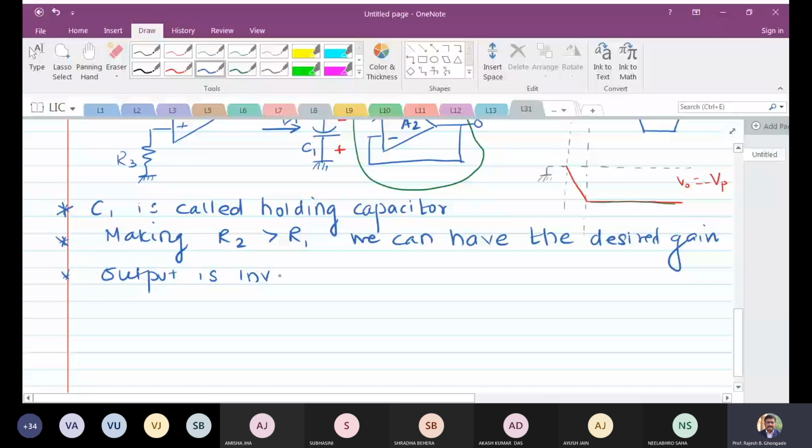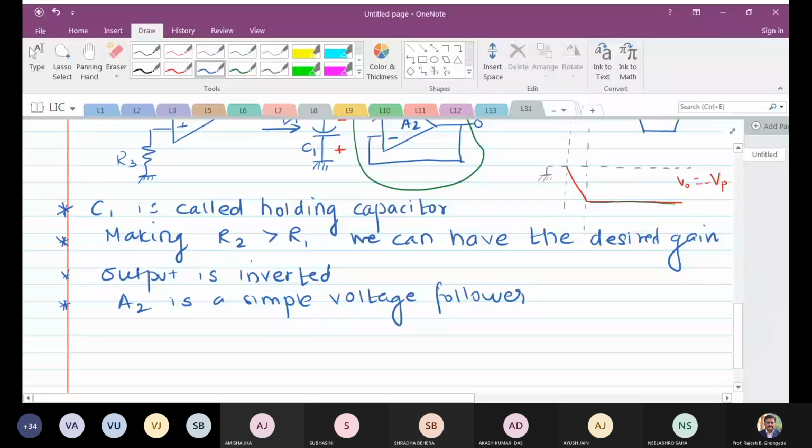So we have the polarity of the capacitor C1 shown like that. A2 is a simple voltage follower, and as I said, it prevents discharge. Buffer.